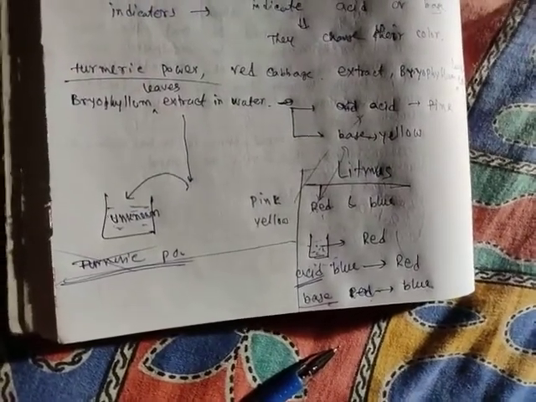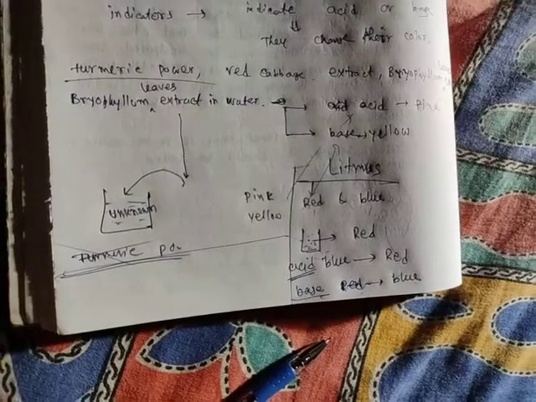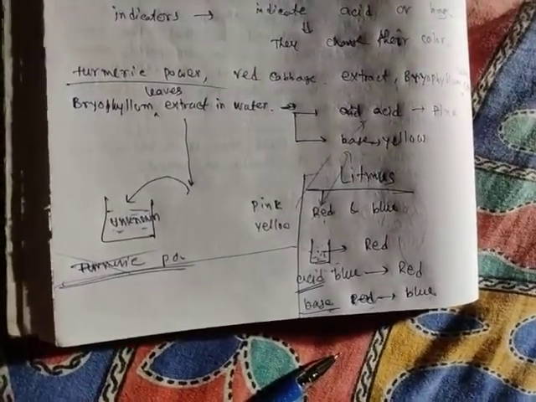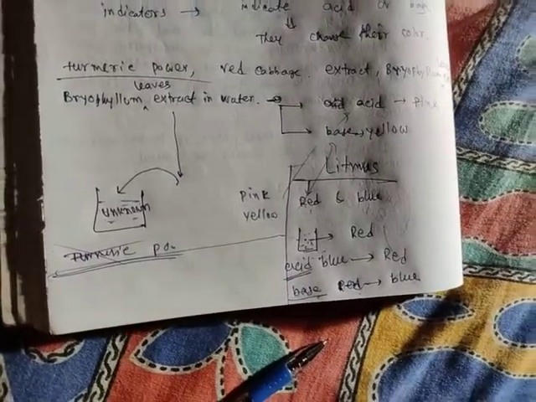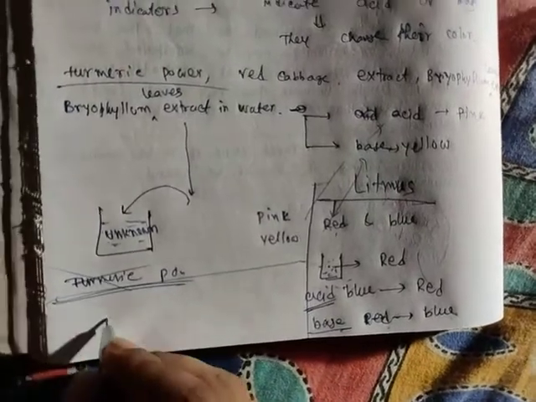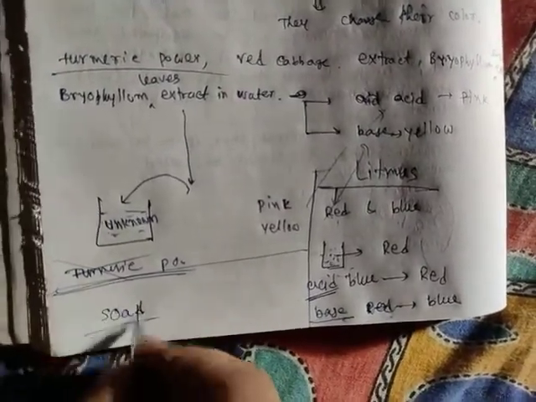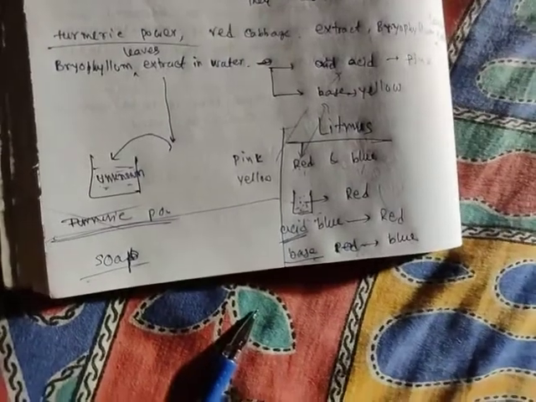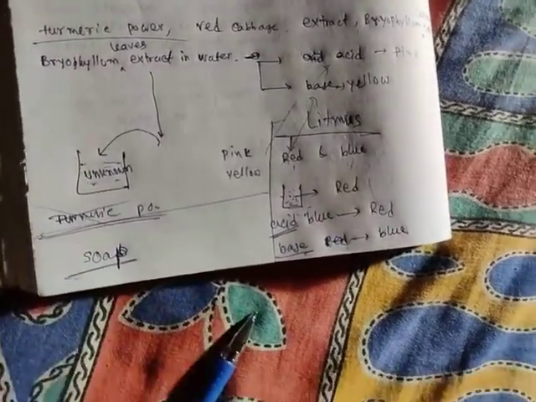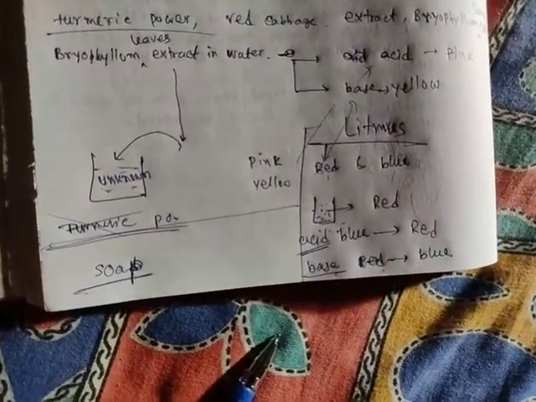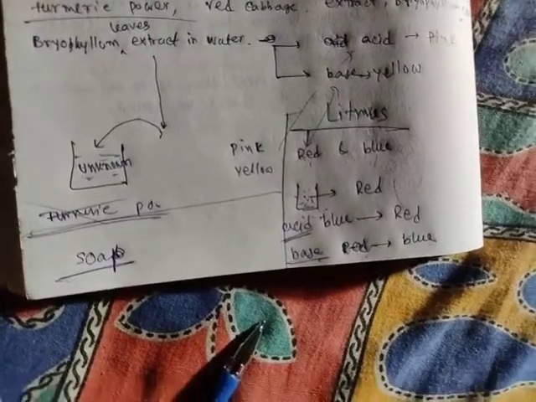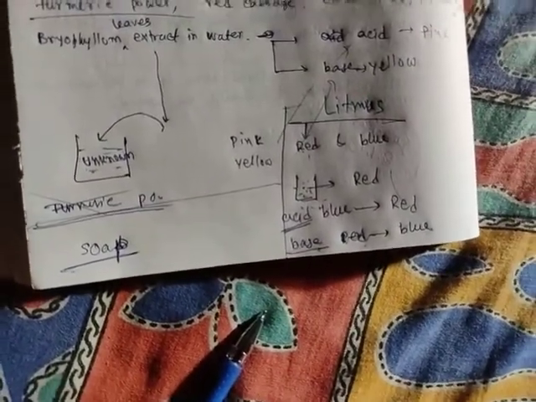So you take a cup of water and divide it into two parts. In one part you mix lemon juice, then it must have a color. And next you take soap solution, the soap which we use. This soap solution gives us base. Soap solution is base. So you can easily collect acid and base.